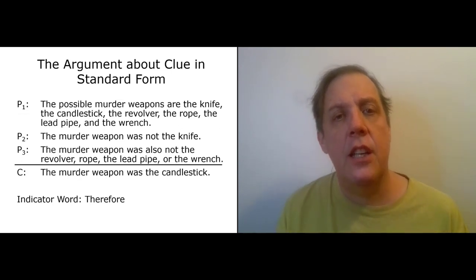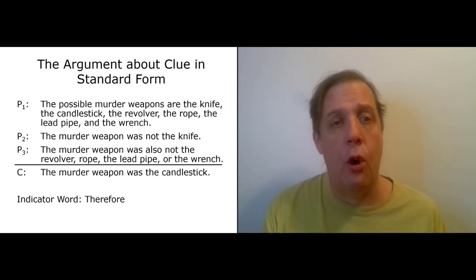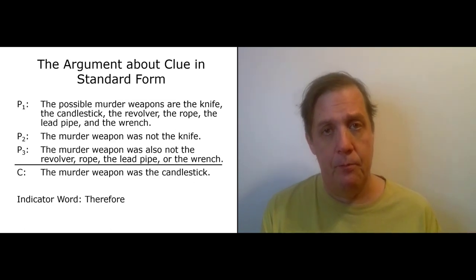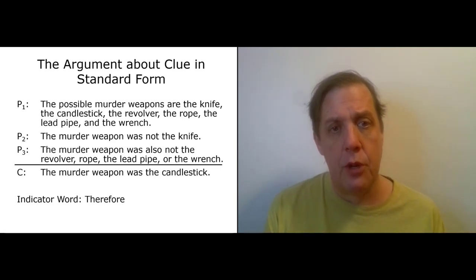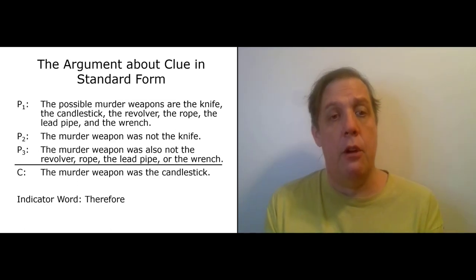So this is the argument from Clue presented in what we call standard form. Premise 1 lists the possible murder weapons, all the possibilities. Premise 2 rules out the knife. Premise 3 rules out a bunch of other things, and that leads you to the conclusion that the murder weapon was the candlestick. And we write the indicator words separately. We say therefore.